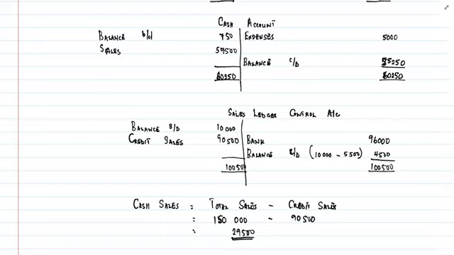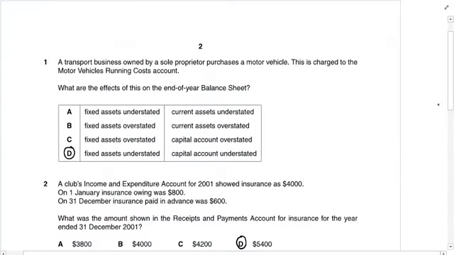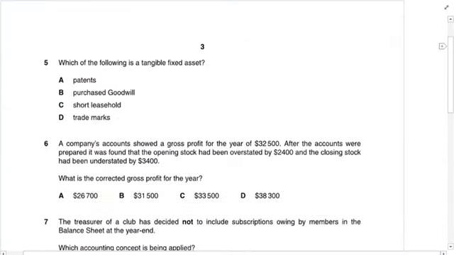So let's go ahead. Right, we look at question number 5. Which of the following is a tangible fixed asset? Remember, tangible fixed assets are those with physical substance. We can touch them. Patents, we cannot touch them. Purchased goodwill, it's an intangible. Short-term leasehold assets, right? So this becomes the answer because this is an asset with a physical substance we can touch and see. Trademarks also, they are intangible assets, right?